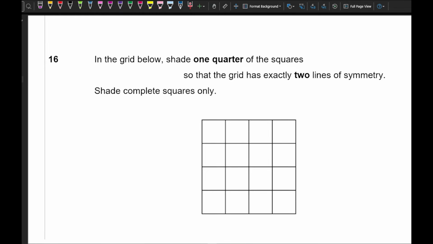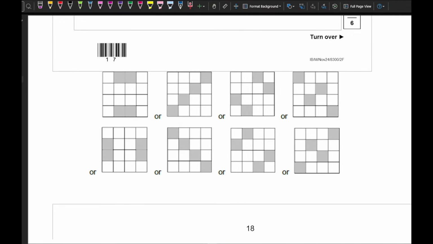Now moving on to question 16, it says in the grid below shade 1/4 of the square so that the grid has exactly 2 lines of symmetry. Now for question 16, you can have any of the diagrams that is shaded and seen on the screen at this moment for the full marks.